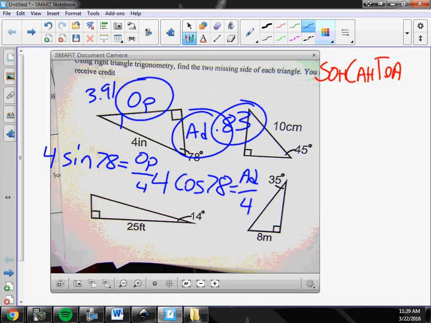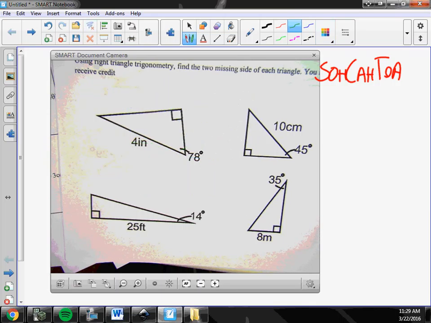So this angle would be 12. So the 78 and the 90 are really close in size. So the opposite and the hypotenuse should be really close in size. And the adjacent should be a lot smaller than both of them, which is exactly what we see. All right, next one.